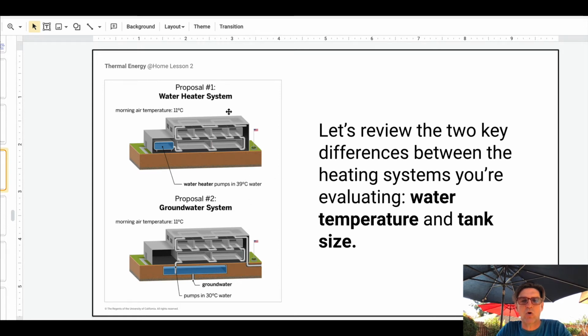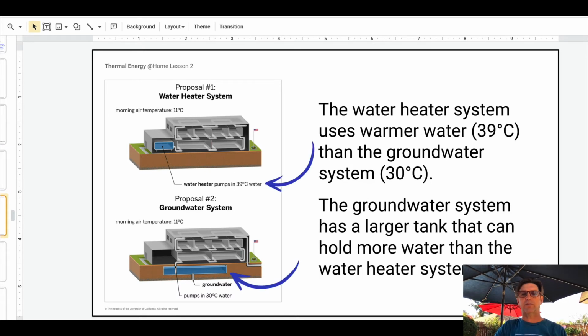And remember, we're using water to heat up the school. So that seems obvious. We have 39 degrees here, 30 there. That's warmer, should work better. Is that true? We don't know. We're going to make a hypothesis. We just said that there.